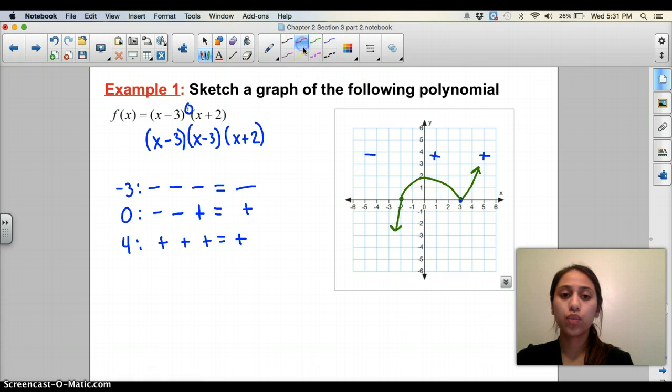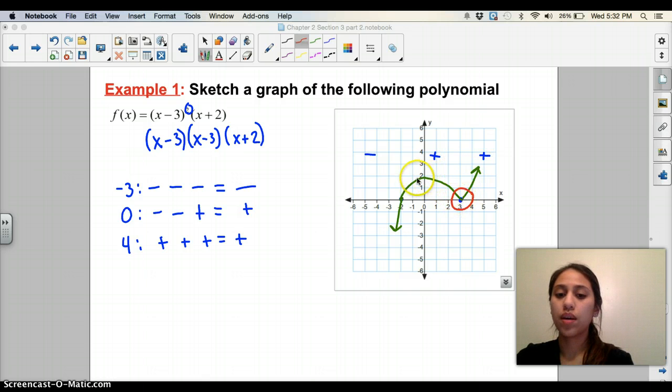Something to notice here: when you have a double root, at the value where x is equal to 3, the graph does not go through the x-axis, but it does touch exactly at 3. Another thing to note is that both of these regions are positive, so two signs that are the same right next to each other. That's why it goes down, stays up, and that's why we have that pattern there.